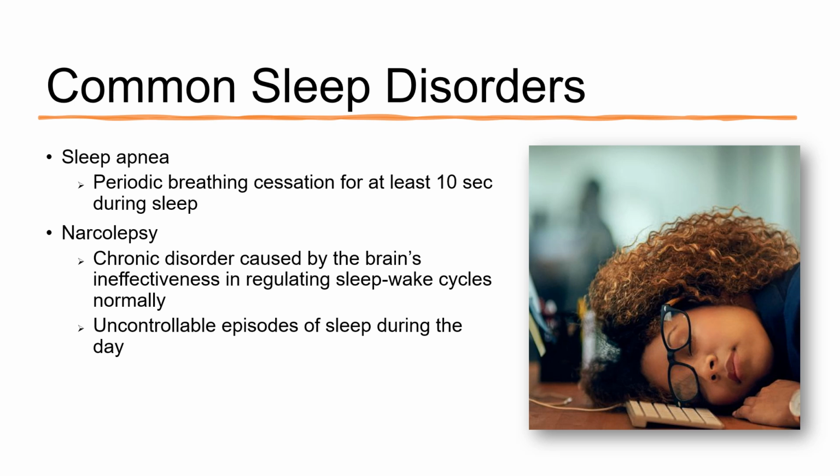Then we have narcolepsy. This is a chronic disorder where the brain is ineffective in regulating sleep-wake cycles normally. So this is when there's something wrong with the brain and you're going to sleep. It's uncontrollable episodes of sleep during the day. It's all of a sudden. Okay, so that is that.